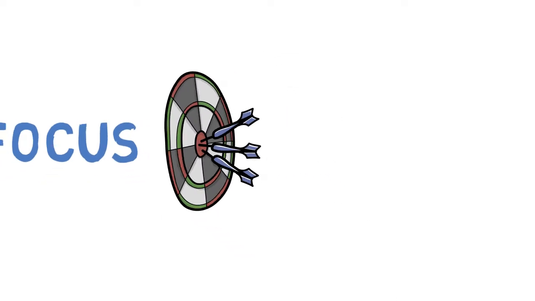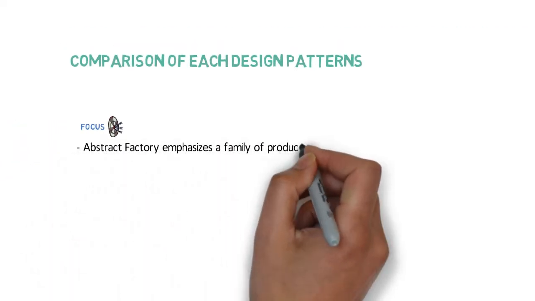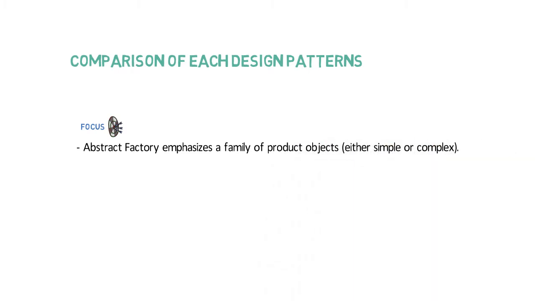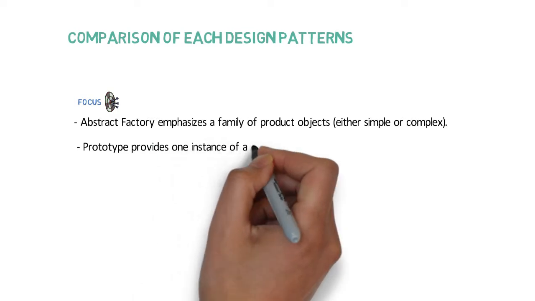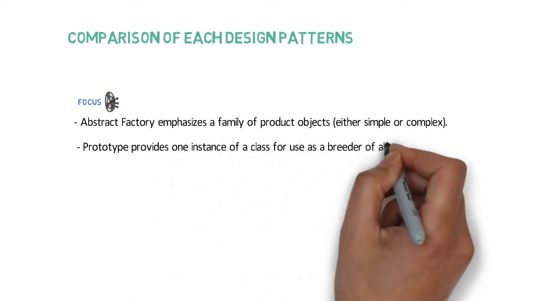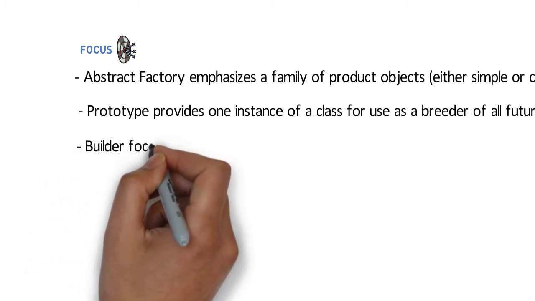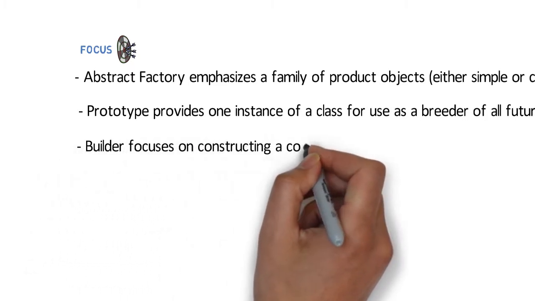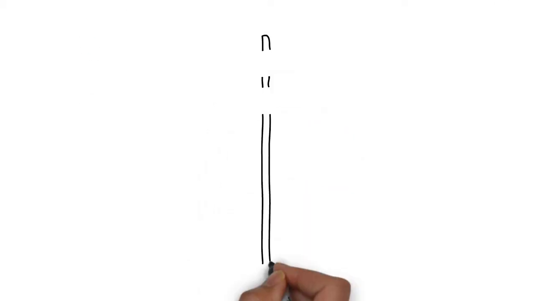Now let's decide on the focus. Now the focus of abstract factory emphasizes a family of products, either simple or complex. Now the prototype design pattern provides one instance of a class for use as a breeder for all the future instances, while the builder focuses on constructing a complex object step by step.